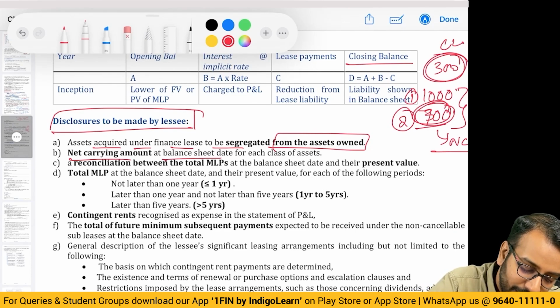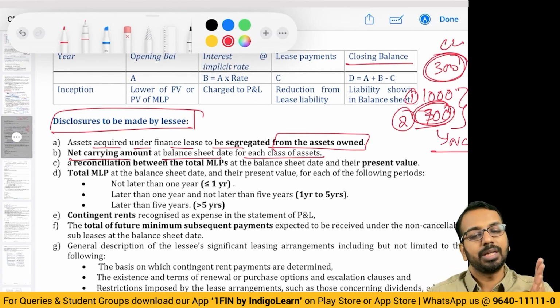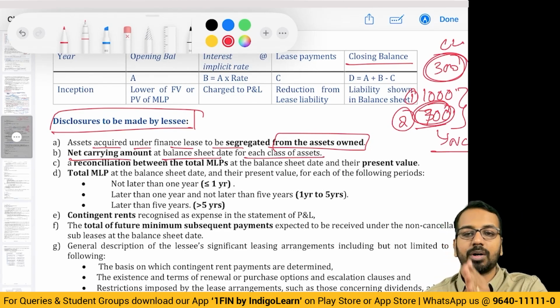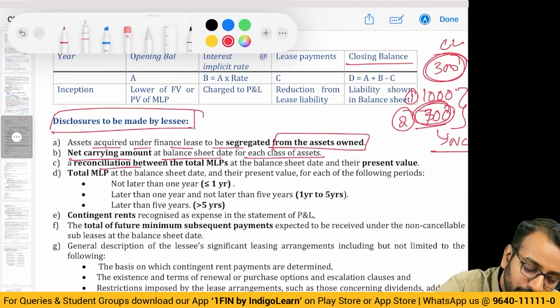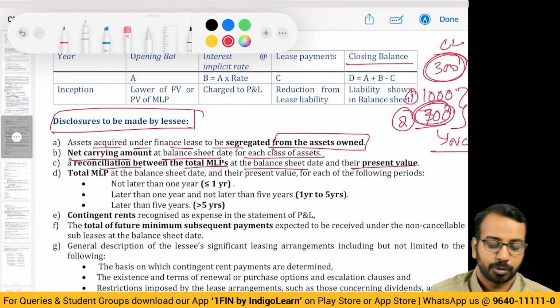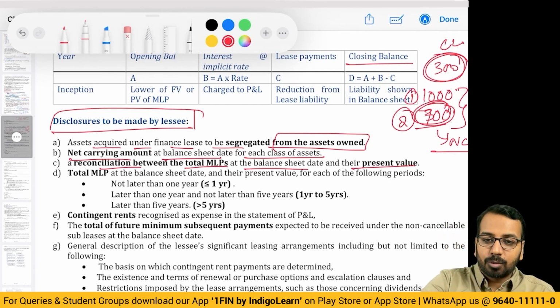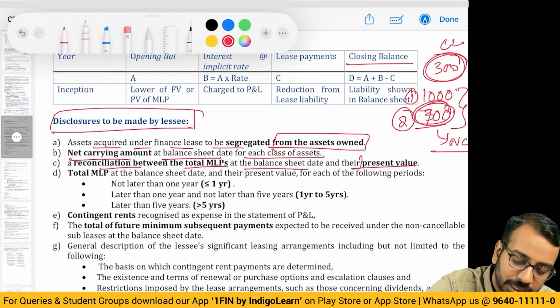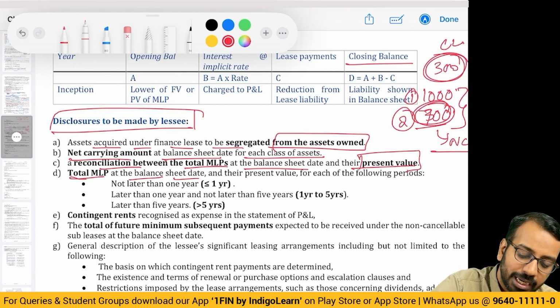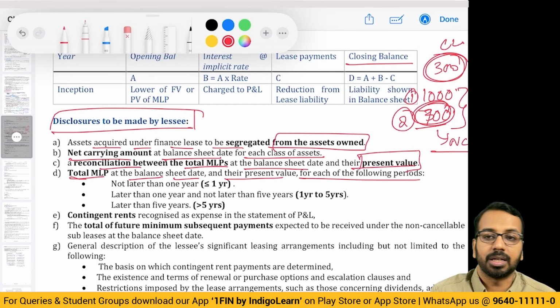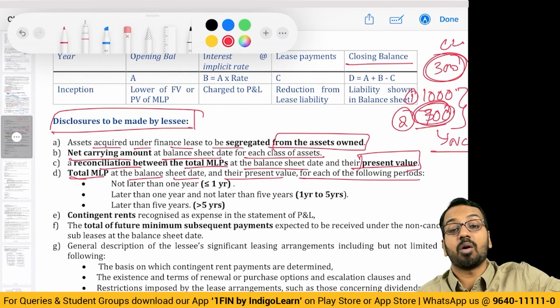Net carrying amount at the balance sheet date for each class of asset. For each class of asset on finance lease, what is the carrying amount? Reconciliation between the minimum lease payment at the balance sheet date and their present value. So basically, what is the total gross amount of minimum lease payment, at what rate have you discounted, and what is their present value? Total minimum lease payment at the balance sheet date and their present value for each of the following period. This is called analysis of lease payment.